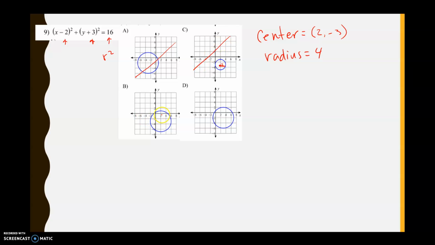Now over here, I have a 2, negative 3, which is right here. And then I have a radius of 4. Right here is 4. Going down from negative 3 to negative 7 means here, so a radius of 4 going straight down here, which means my answer here is B. If I were just to look at this one over here, 2, negative 3, right here, you can clearly see this is not the center of my circle, which means this one can't be the answer either.